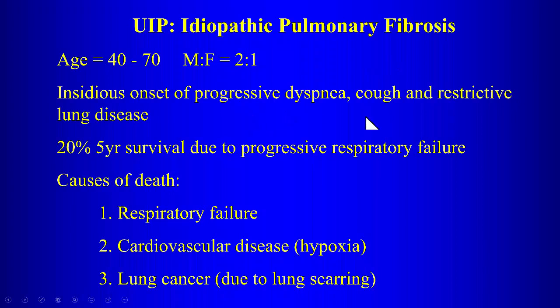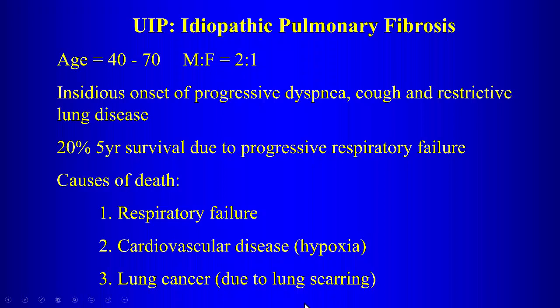So starting with UIP, which is associated with that pattern associated with idiopathic pulmonary fibrosis, there's an insidious onset of progressive shortness of breath, cough, restrictive lung disease. Bad 5-year survival, can be as bad as 20% even after therapy. Causes of death: the most common cause of death, of course, is respiratory failure. Interestingly, cardiovascular disease is the second most common cause of death. It's thought that the chronic hypoxia accelerates underlying cardiovascular disease. And then lung cancer is the third most common cause of death. The extensive scarring can predispose patients to lung cancer.